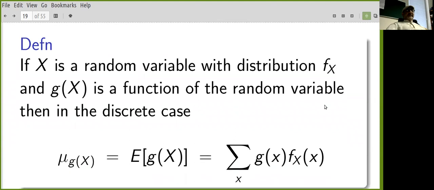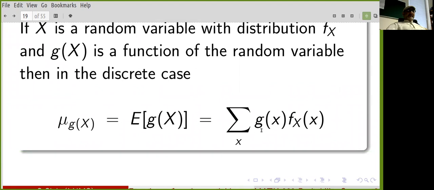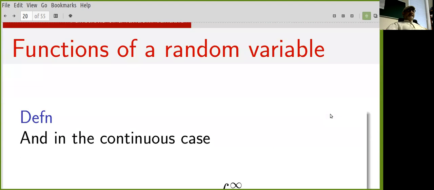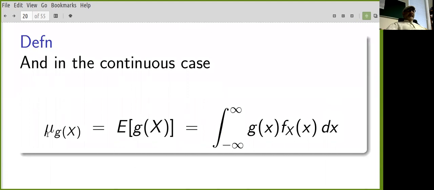Now we'll give the definition for the expectation of a function of a random variable. X is a random variable with some probability mass function f sub x, so x is a discrete random variable. g of x is a function of the random variable, and then the expectation of g of x is equal to the sum over all the possible values of x, g of x times the PMF for x. And in the continuous case, the expectation of g of x is given by taking the integral from x equals minus infinity to plus infinity of g of x times the PDF for x.